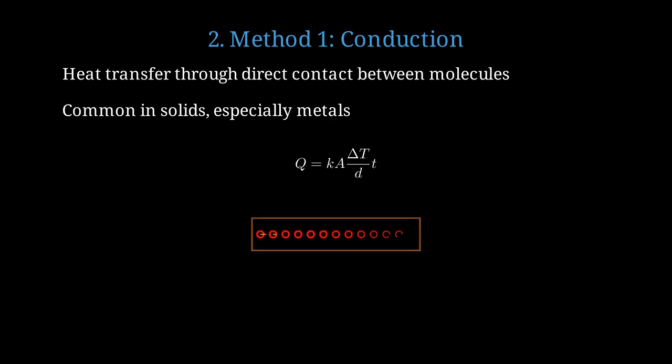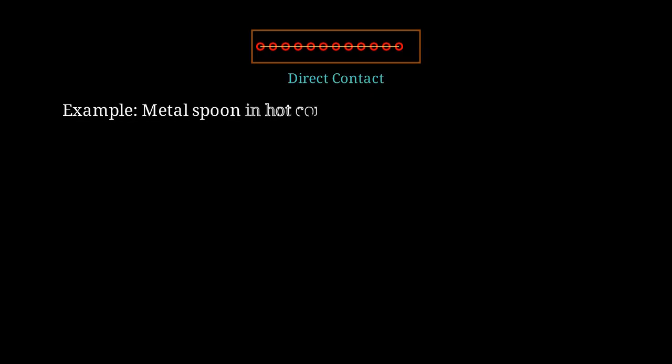In conduction, molecules vibrate and transfer energy directly to their neighbors through physical contact, like dominoes passing energy along. A classic example is when a metal spoon in hot coffee becomes hot as heat conducts through the metal from the hot end to the cold end.